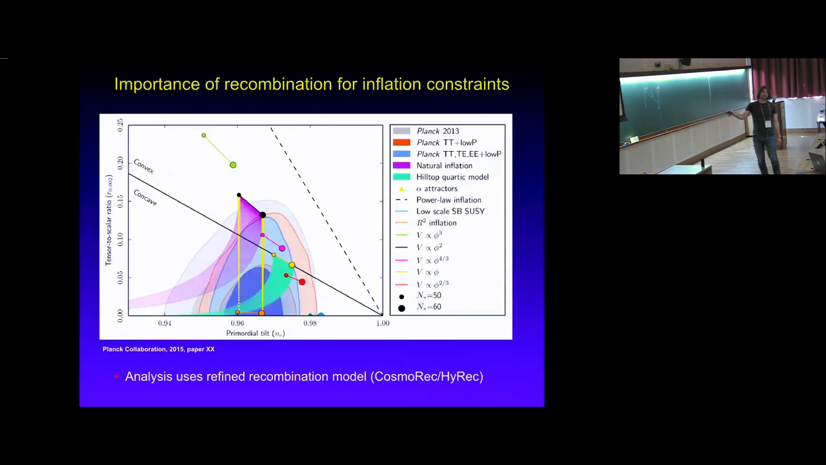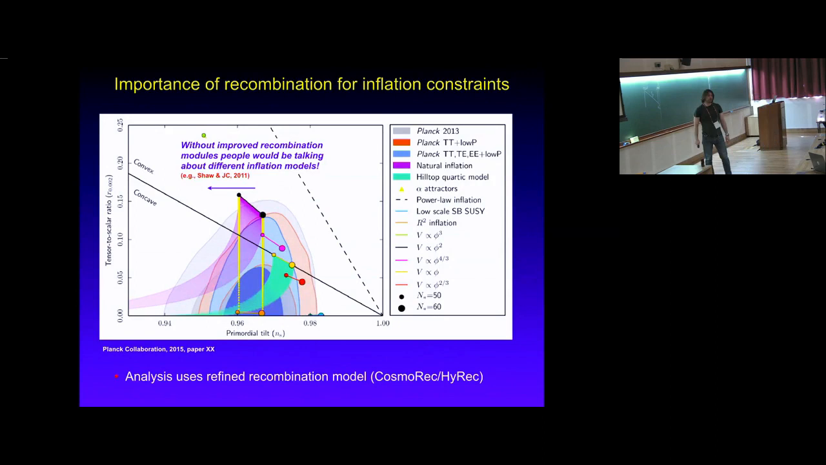And this is, of course, the figure that is very relevant in this connection, because we all know that this plane constrains inflation models, and some of them are ruled out, and some of them here are on the edge. Without the recombination calculations, this whole constraint would have shifted over to the slightly redder side. And that means you would be talking about slightly different models. So this is quite crucial, and both Cosmorec and HiRec are able to capture all these things.